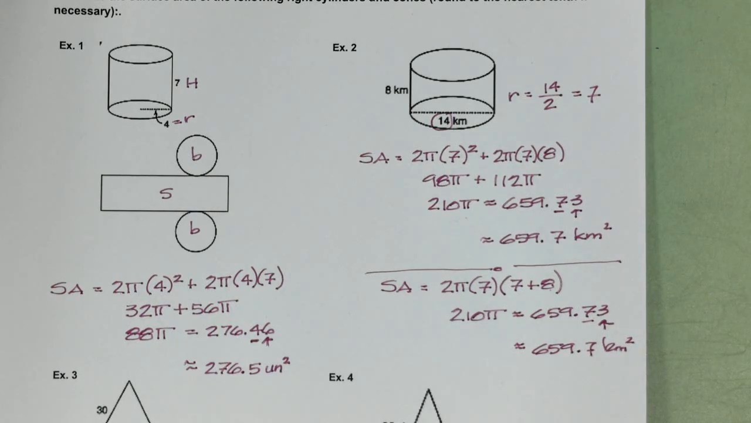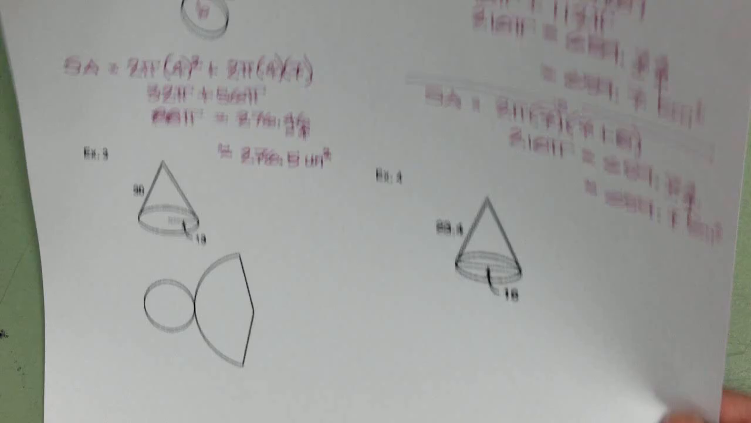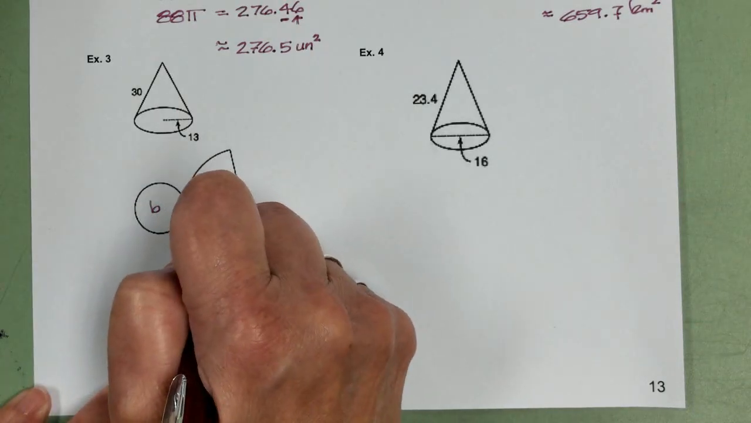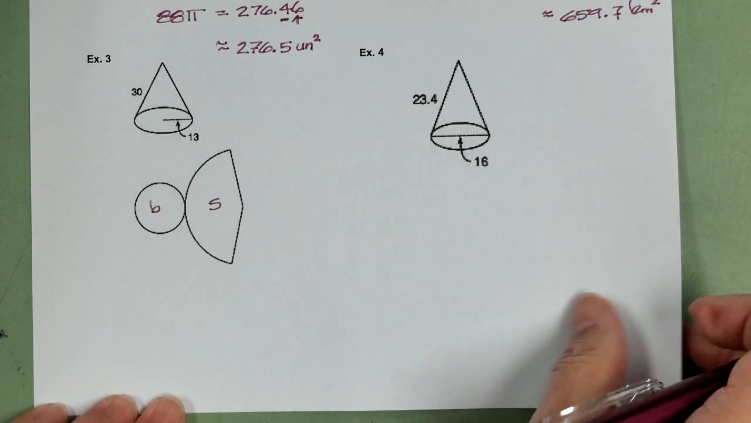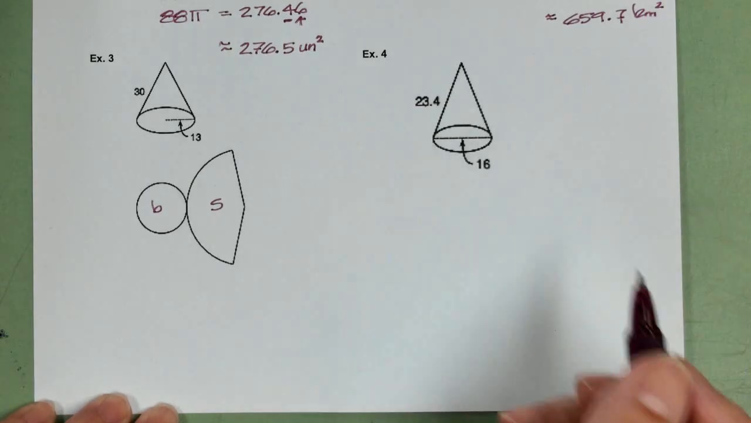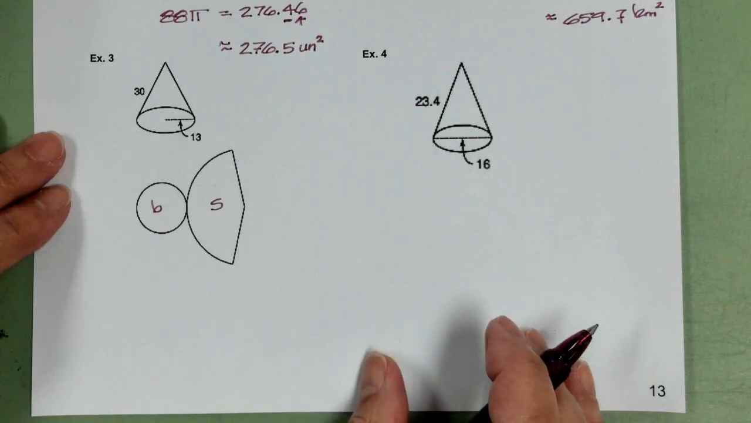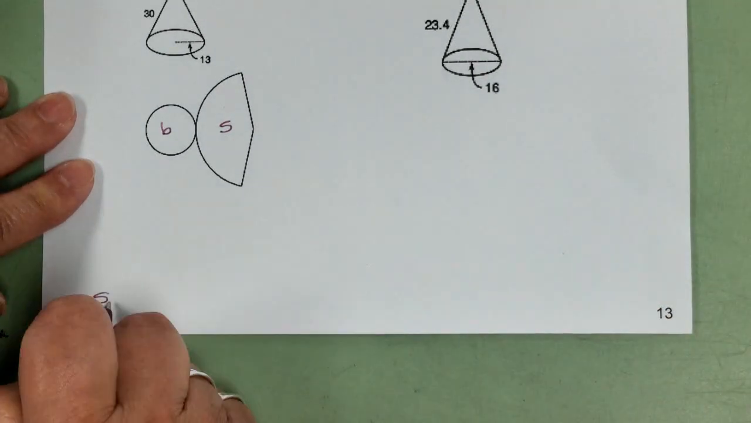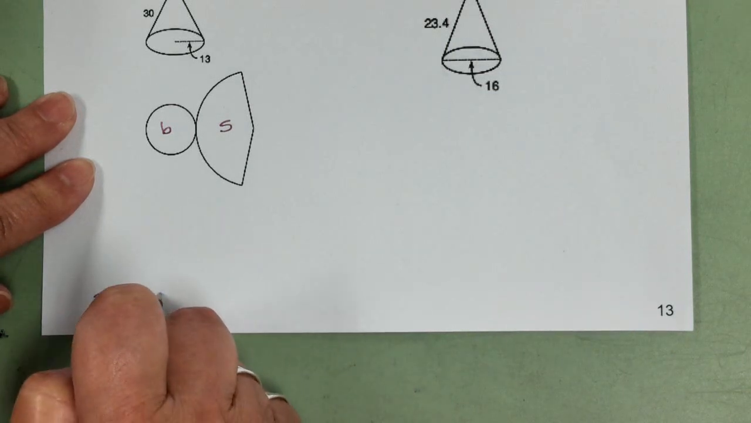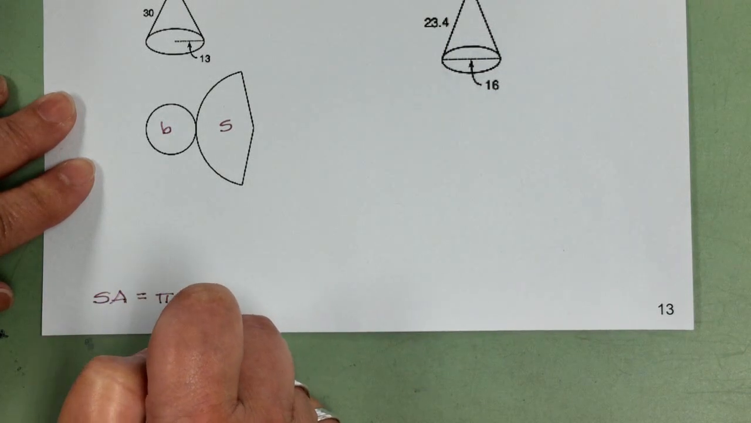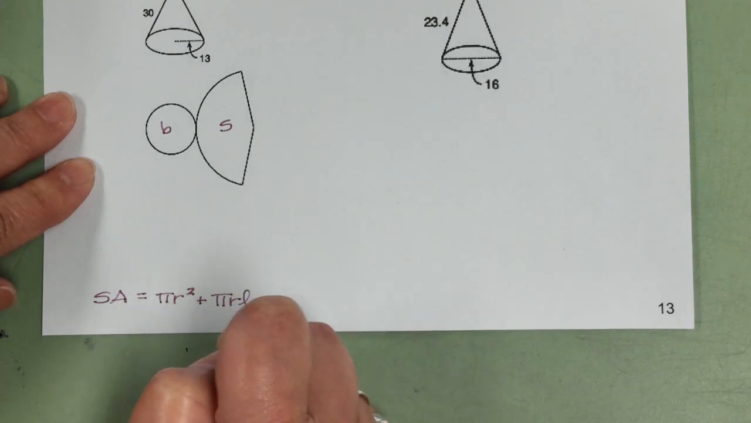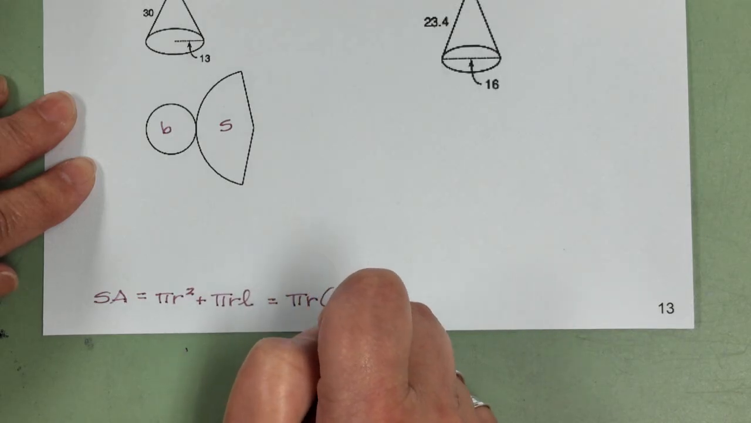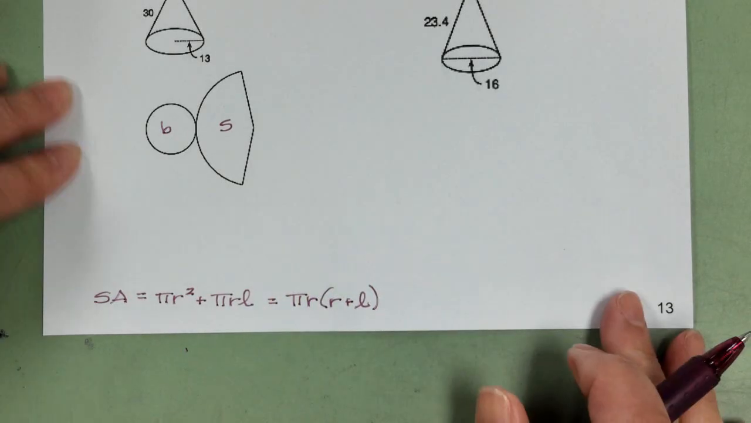All right, example 3 and 4 are cones. So again, we have a circular base and a curved surface for our lateral. For a cone, our formula is, let me get it up here, SA equals pi r squared plus pi r L, or the simplified pi r times r plus L.